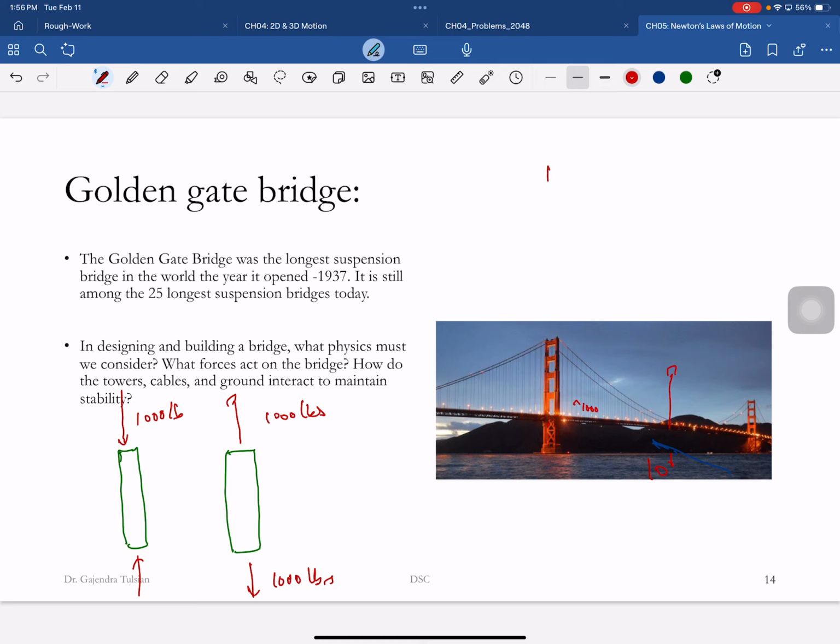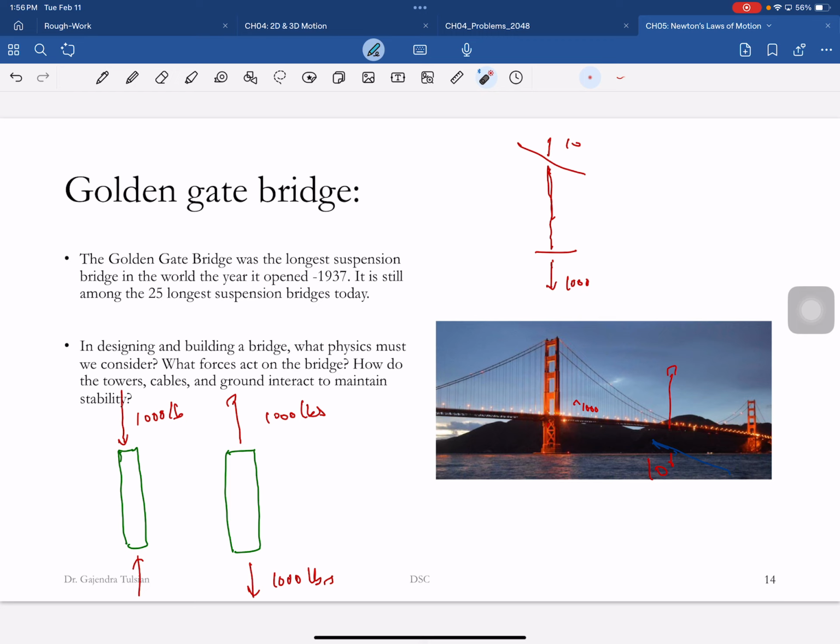So let's look at a cable. Here's the cable. The cable is under a tension of 1,000 pounds, meaning 1,000 pounds of the bridge is being supported. So here's 1,000 pounds, and this cable is pulling it with a force of 1,000 pounds. So each cable is being stretched with a force of 1,000 pounds. That's a small force, it can bear it.